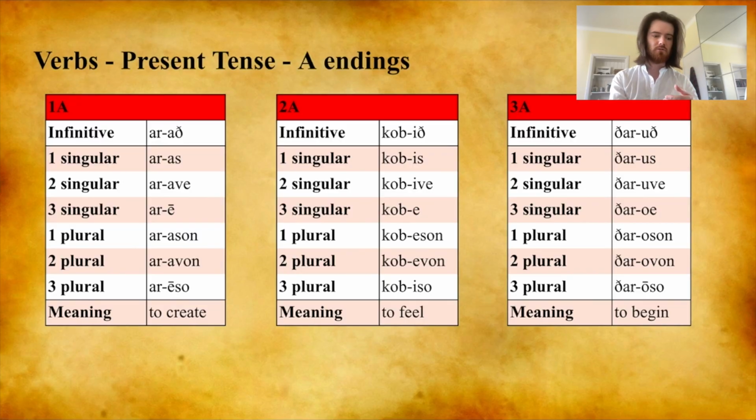Neither the first nor the second conjugation within the A subclass have any overlapping endings. The same is true when you introduce the third conjugation A subclass. Daruth, darus, daruve, daroe, daruson, darovon, daroso. So now we can look at the B subclass.